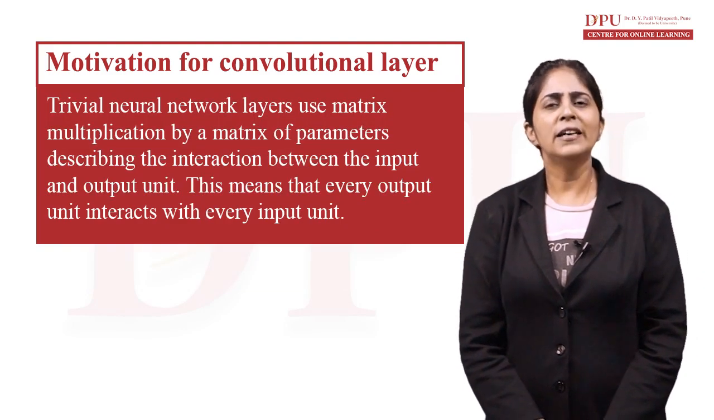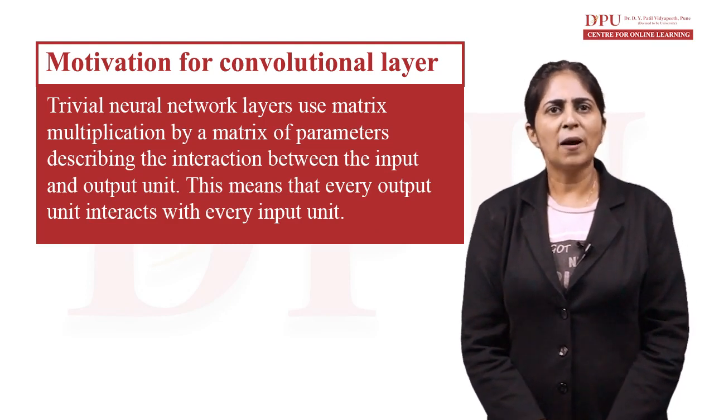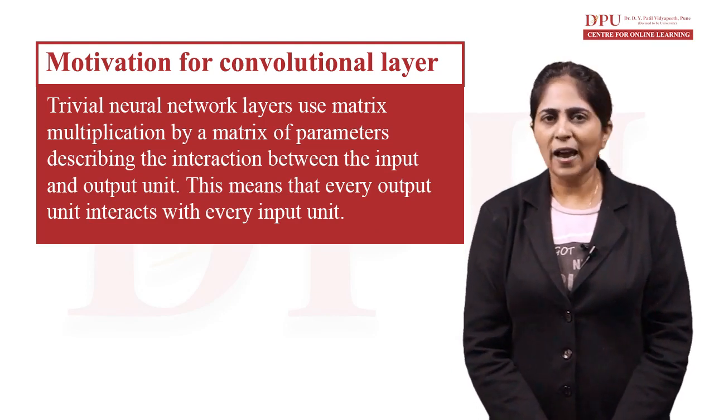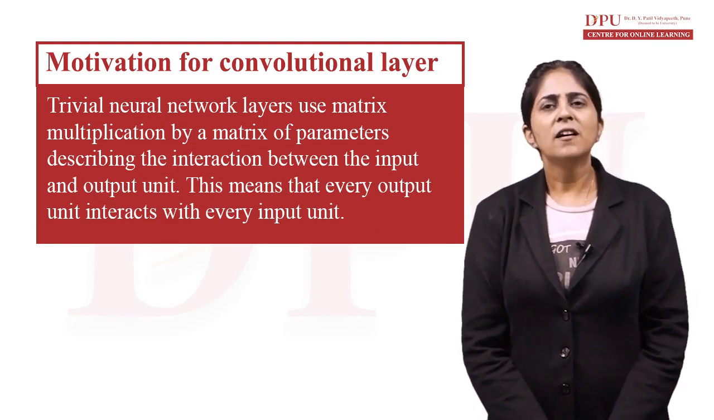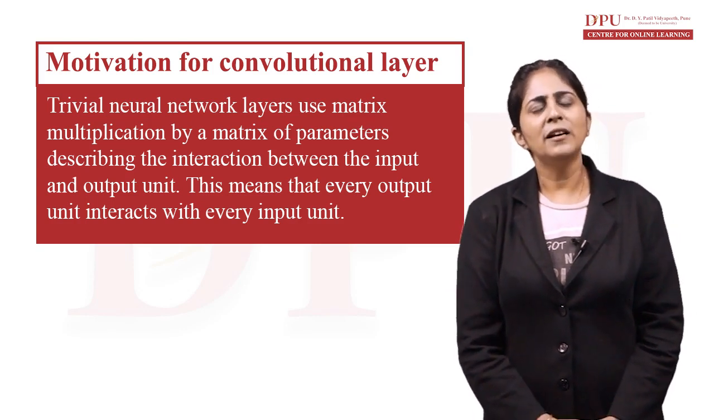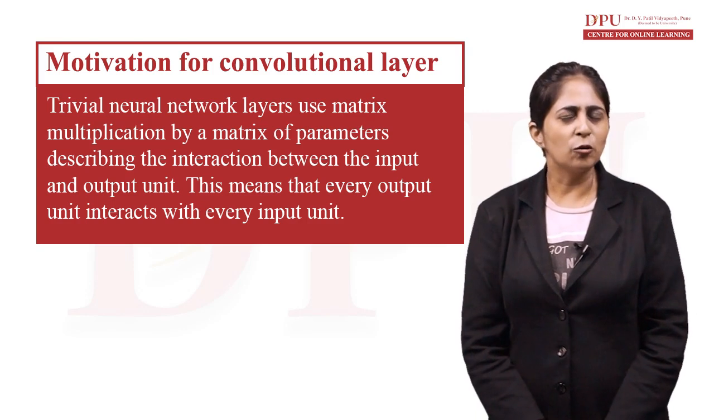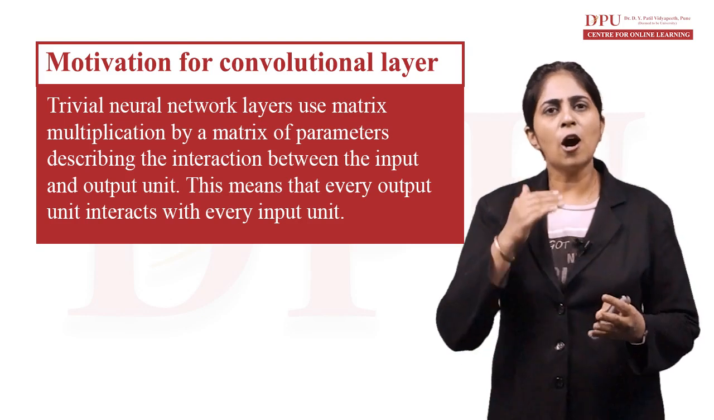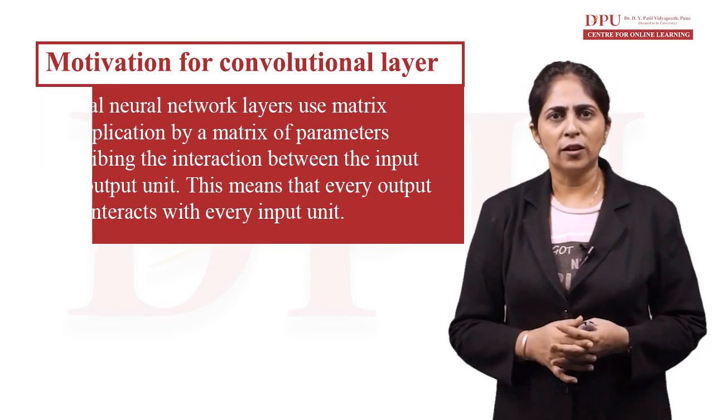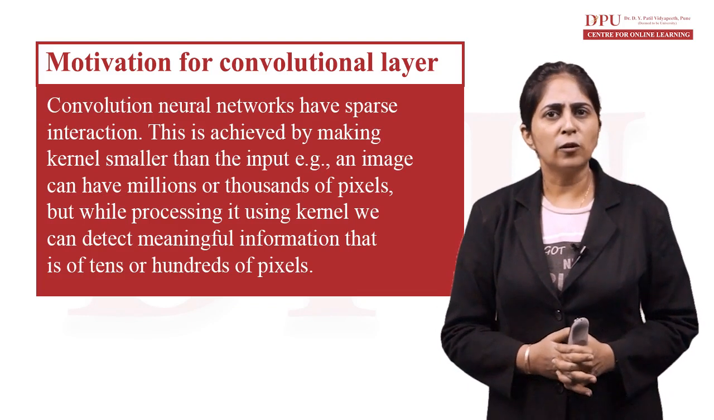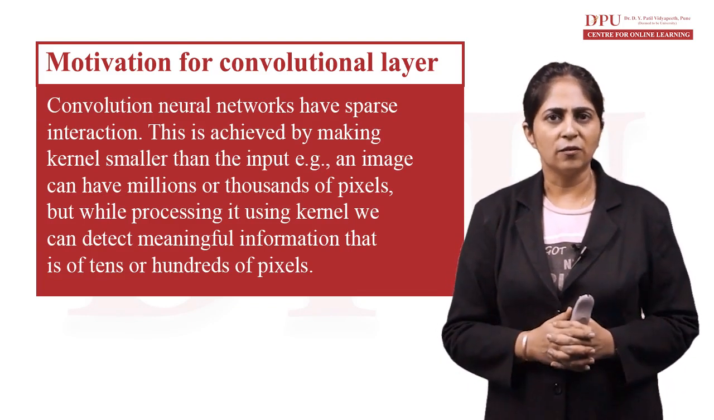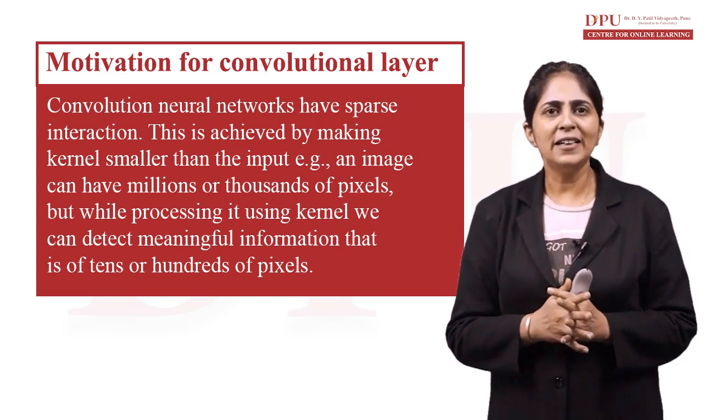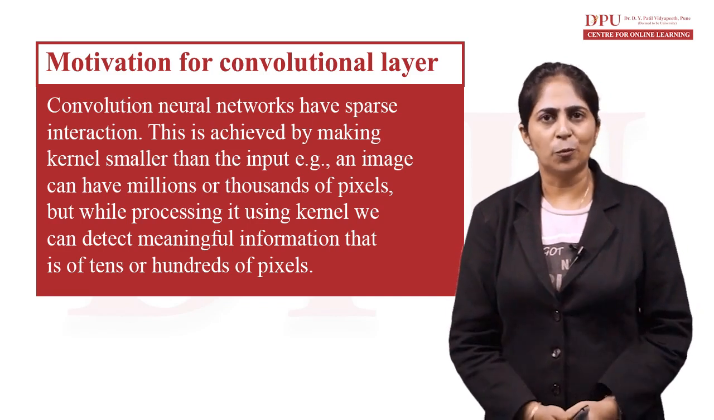Traditional neural networks use matrix multiplication by a matrix of parameters describing the interaction between the input and the output unit. This means that every output unit interacts with every input unit. This used to happen in the earlier neural networks. But convolutional neural networks have sparse interaction. How does it achieve this sparse interaction? This is achieved by making the kernel smaller than the input.